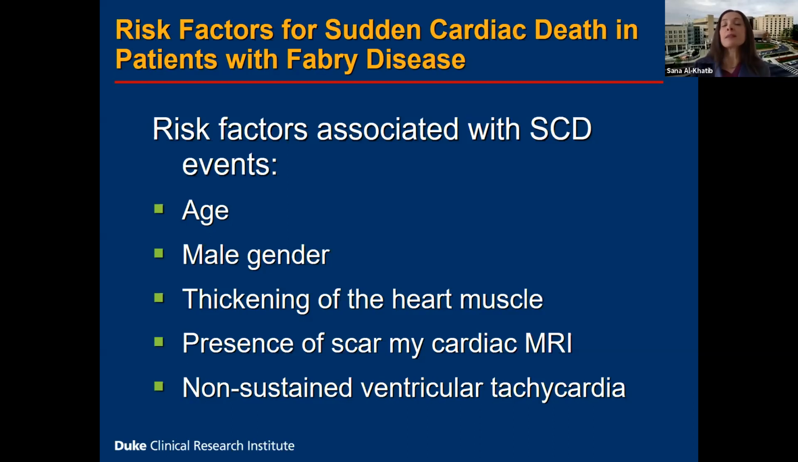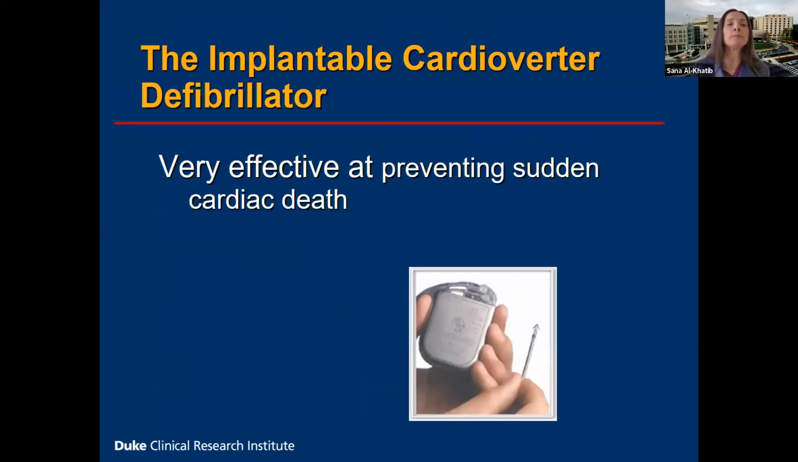And then non-sustained ventricular tachycardia. So this is the abnormal rhythm that I described to you earlier, but these are really brief runs, meaning they're lasting for 3 beats, 5 beats, maybe 10 beats. The definition is less than 30 seconds.